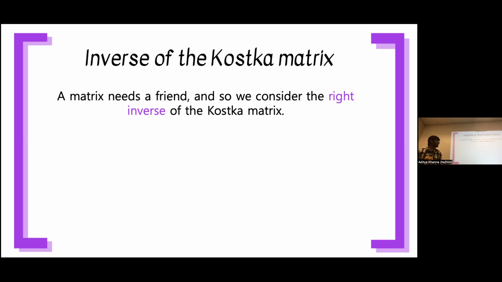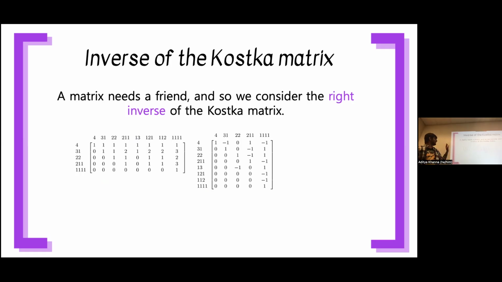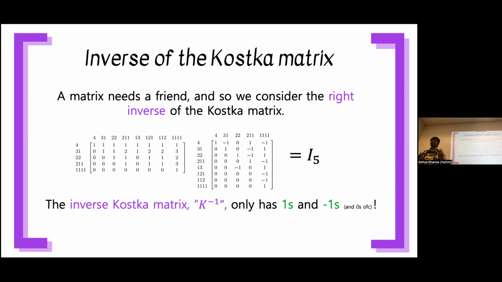So I'm going to present to you an inverse. This is known, by the way. So this matrix right here, our Kostka matrix, has this right inverse. So this times this is the identity. And the inverse Kostka matrix, it is of course not an inverse because it's a rectangular matrix. But I will call this the inverse Kostka matrix throughout this talk. Whenever I say Kostka matrix, I mean the rectangular version. So you can see that the inverse Kostka matrix has only ones and minus ones.